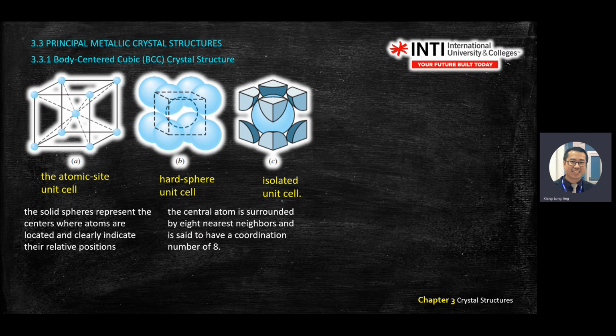Normally we'll draft A first. Then after we draw A, we'll convert diagram A into isolated unit cell. For example, for BCC, you know that there is an atom in the middle. All the atoms have the same size, same radius. So in the middle you have 1 atom, and then 4 at the top, 4 at the back. So actually 1 atom at the corner is only a quarter of the atom. Makes sense?